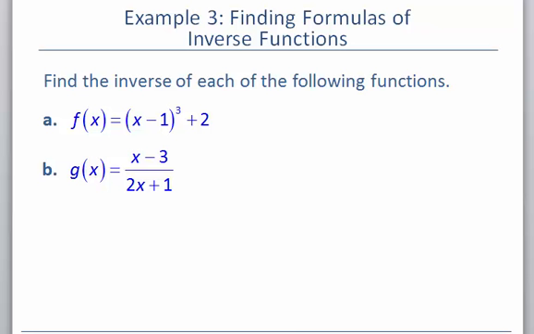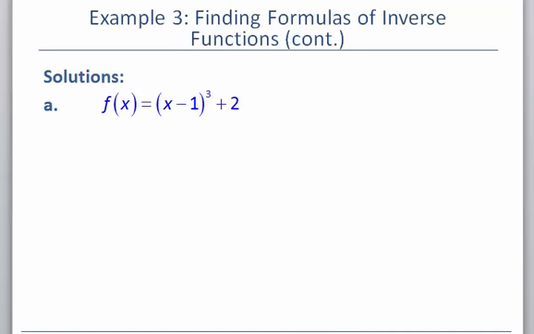So let's try an example. Find the inverse of each of the following functions. And our first function is f of x is equal to (x minus 1) cubed plus 2. So let's take that problem and follow our steps. So step 1 says to, instead of writing f of x, write it as y. So y is equal to (x minus 1) to the third plus 2.